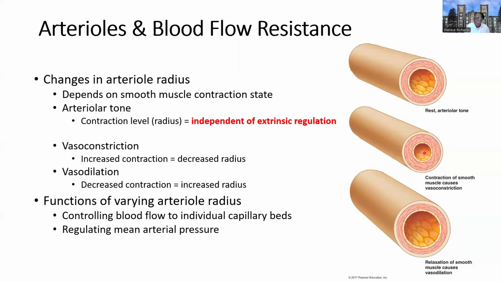Greater resistance. Alternatively, when we have vasodilation, we relax the state of the smooth muscle in that vessel wall, which is going to decrease its contraction, increase the radius of the lumen, and that will result in a larger lumen, less resistance, and then more flow. So we can change or modify the state of the smooth muscle to change the resistance and the flow.